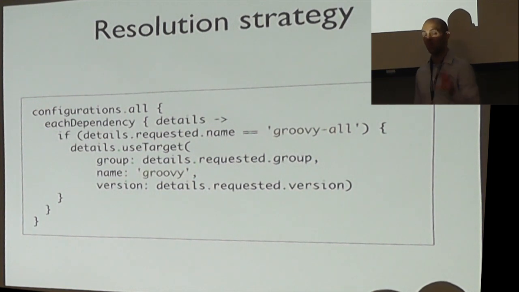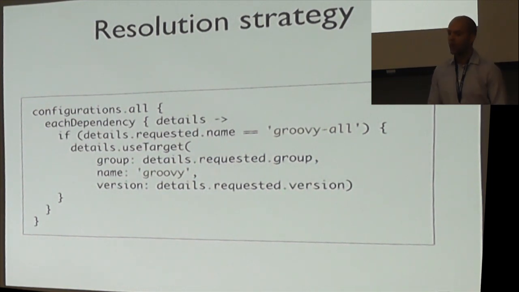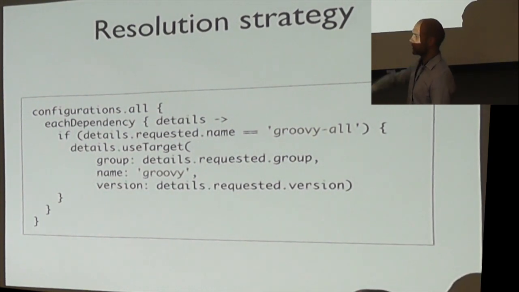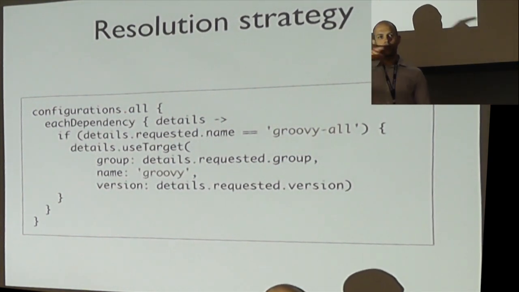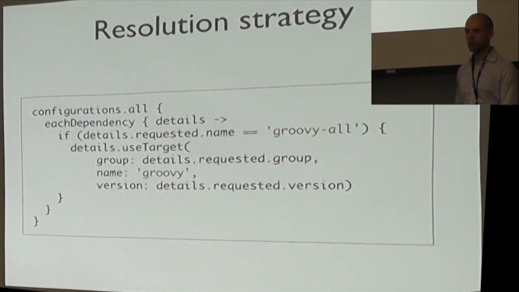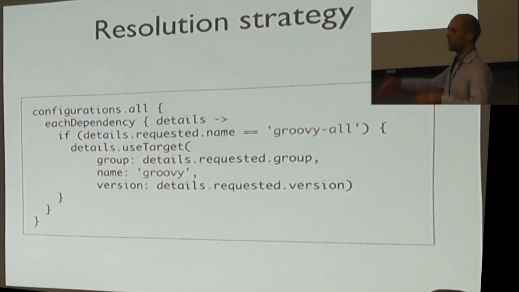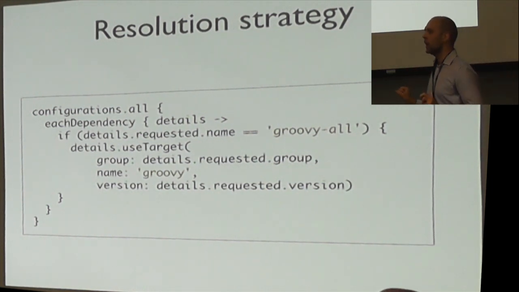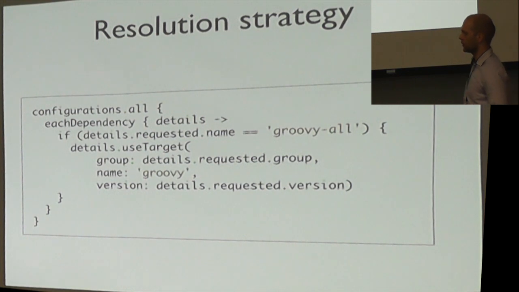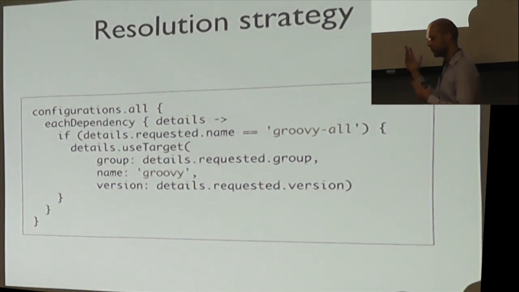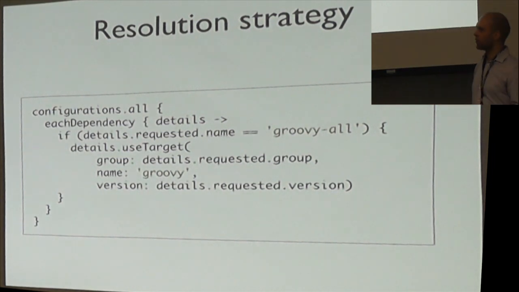So you can actually see what jars are being included. You have the power to go through the dependency graph and say, there's a Groovy all, I want to use the Groovy dependency. So that's what this does. It ensures that every dependency is Groovy module rather than Groovy all, and then the automatic conflict resolution kicks in, or you get a failure based on versions. So this is very powerful.